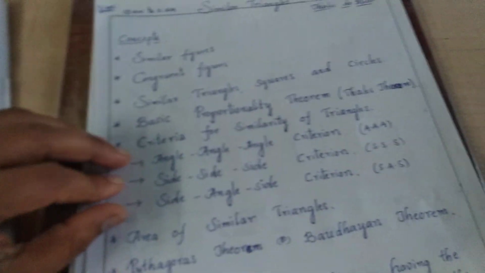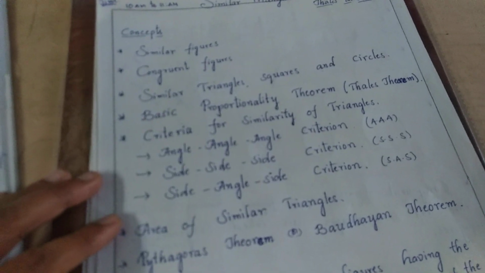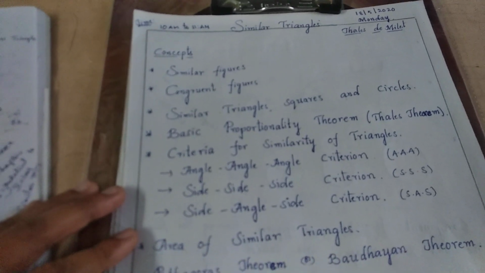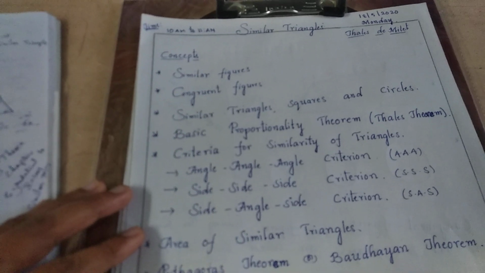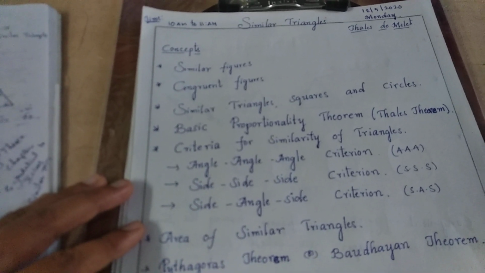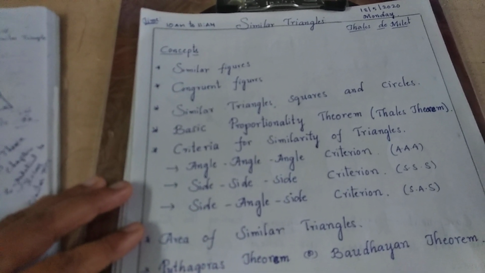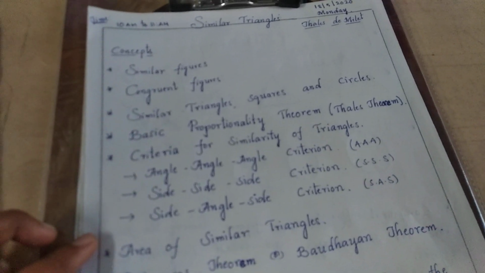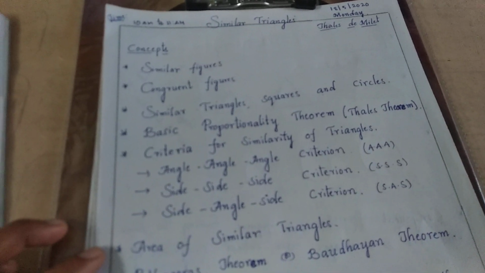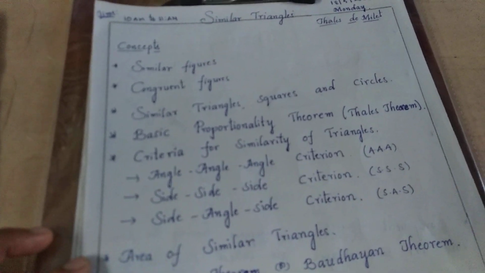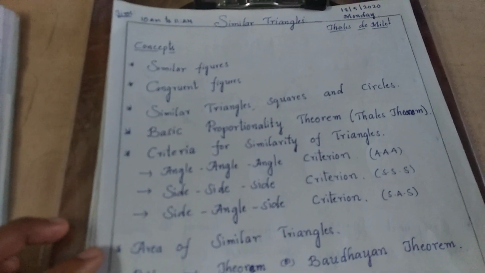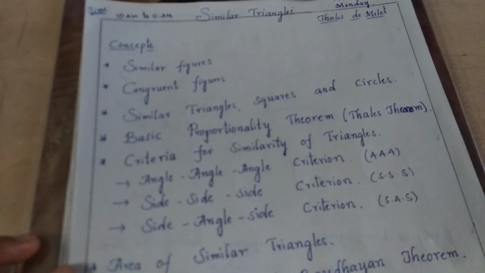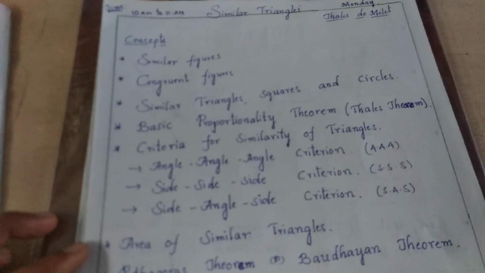Already we learned this topic, similar triangles, in the previous classes: 7th class, 8th and 9th classes. Congruence of triangles, exploring geometrical figures, triangles. These chapters are related to similar triangles in 10th class. So in similar triangles, there are concepts. I write them here.